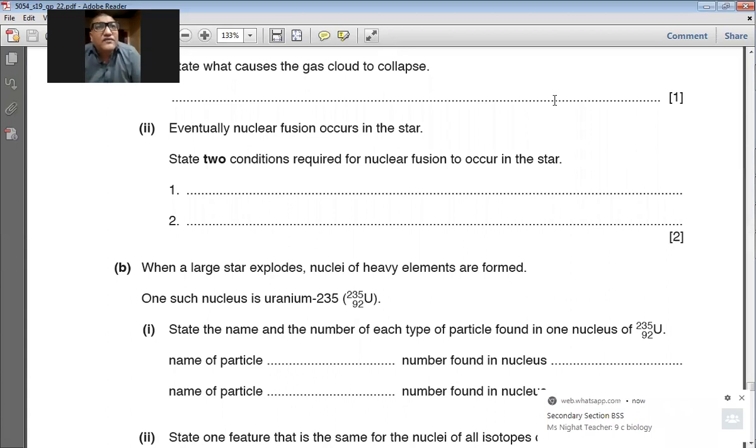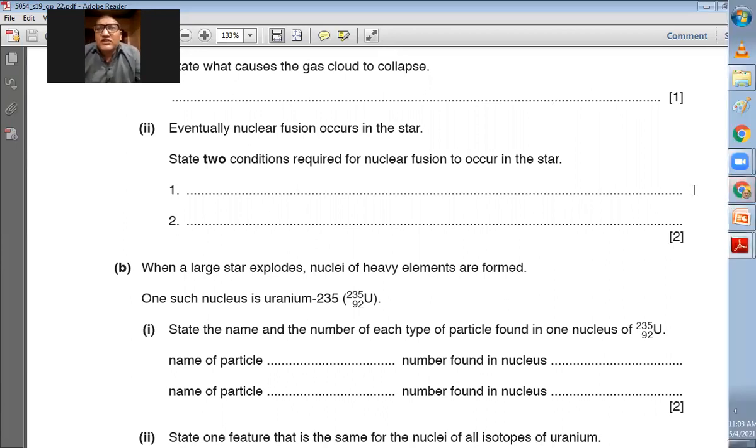Eventually, nuclear fusion occurs in the star. State 2 conditions required for nuclear fusion to occur in the star. For nuclear fusion, the positive nuclei have to come close to each other. So the two conditions are that the temperature should be very high and the pressure should be very high. These are the two conditions which are required for the fusion to take place.